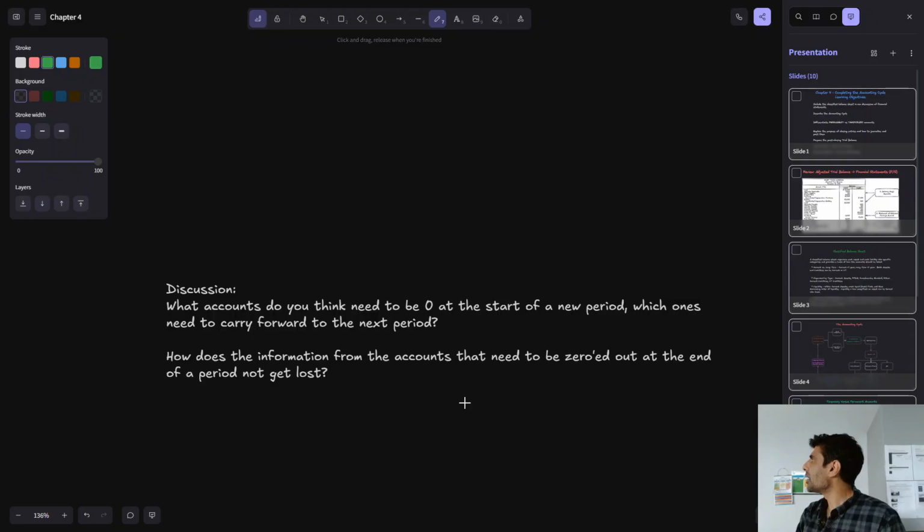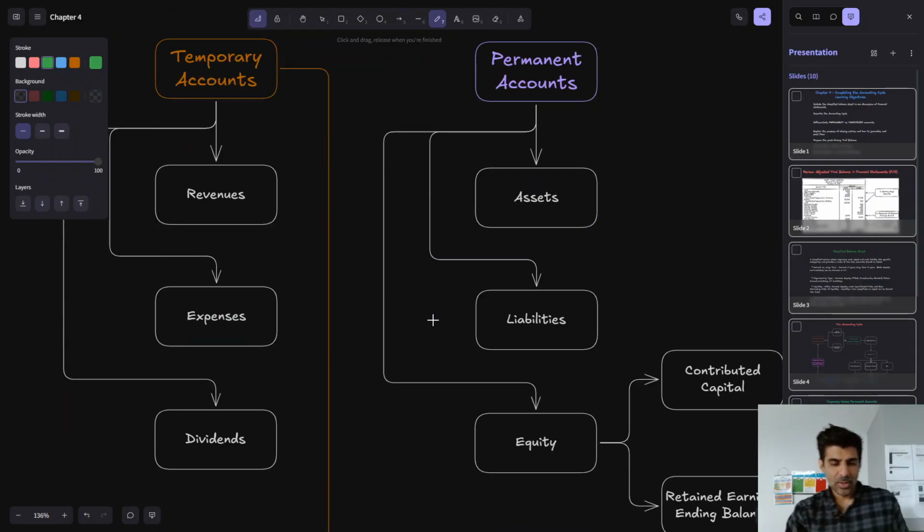Of course, some are just common sense. Your cash balance doesn't just zero out from December 31st, 2025 to January 1st, 2026, right? So these are permanent accounts. They're what the company owns, who it owes money to. They're going to keep a running balance. But revenues, expenses, dividends, they zero out.